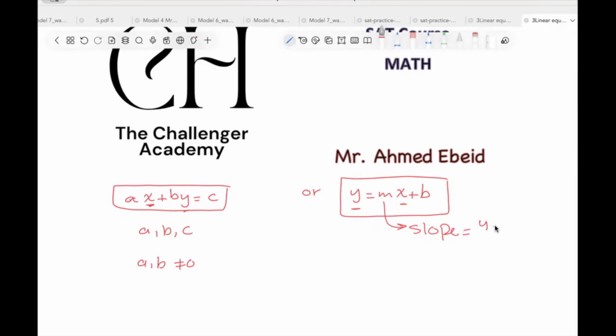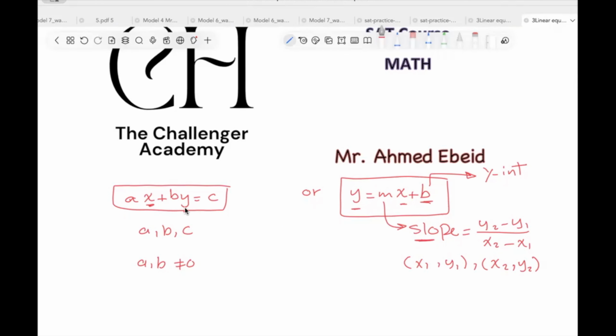It's y2 minus y1 over x2 minus x1, if you have two points, x1, y1 and x2, y2. This is the slope of the straight line. b is the y-intercept, or the initial value, or the starting value. So this is the rate of change, which is called the slope, and this is b, which is called the y-intercept.